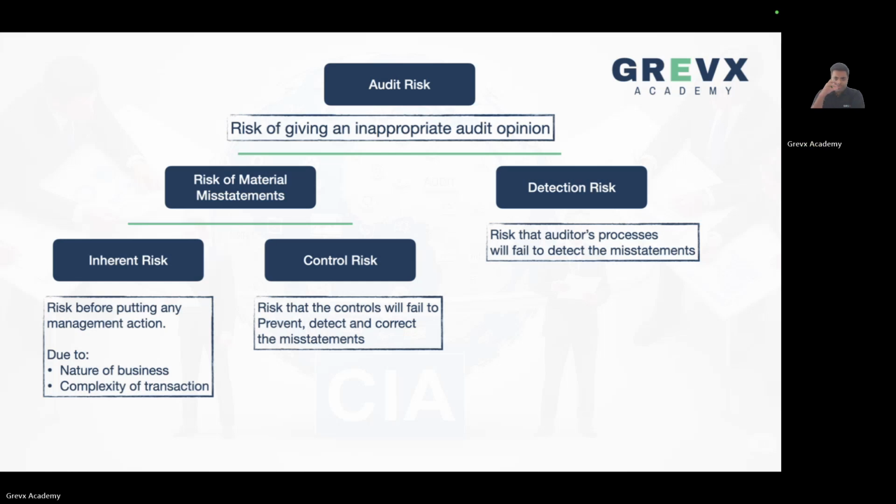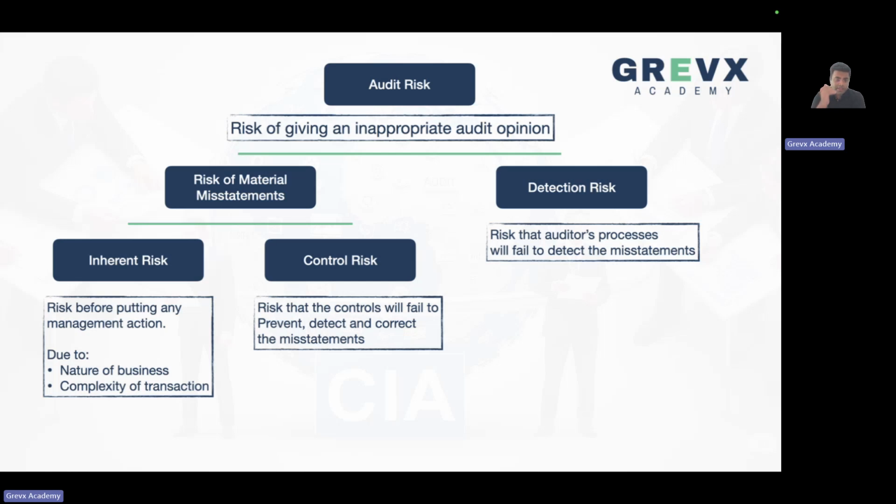My next question is, suppose as auditors, you judge, based on your professional judgment, the control risk to be high. You judge the control risk to be high. Now, what does it mean? What does it mean when I say the control risk is high? That means you are saying that there are high chances that the controls will not be able to do their job. There are high chances that the controls will fail to prevent, detect, and correct the misstatements. So you are saying there are high chances that the control will fail.